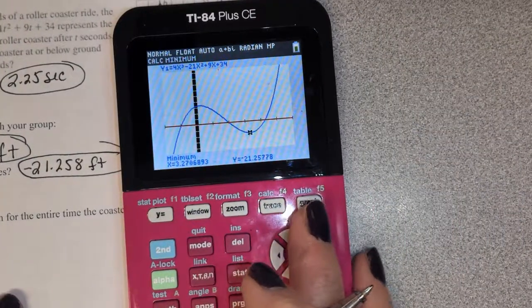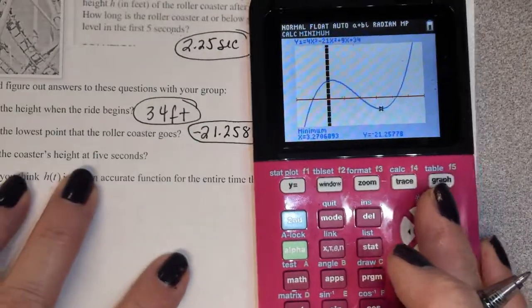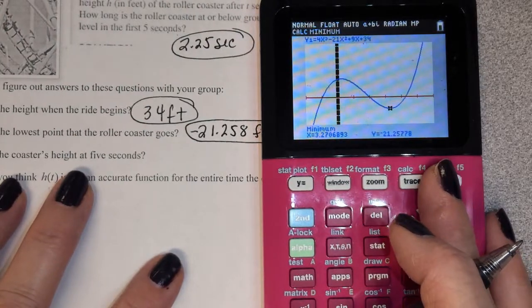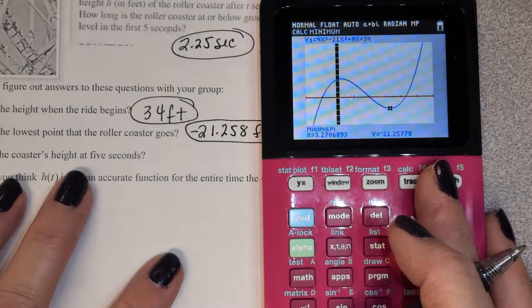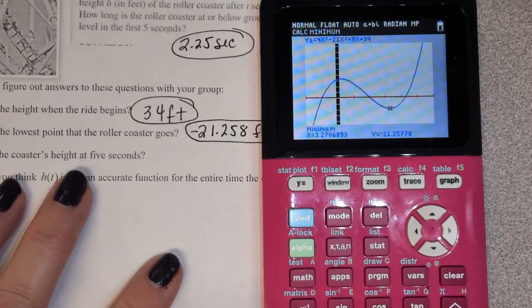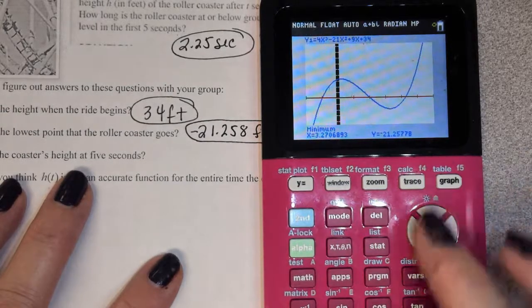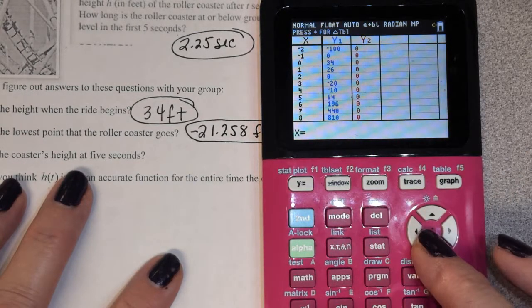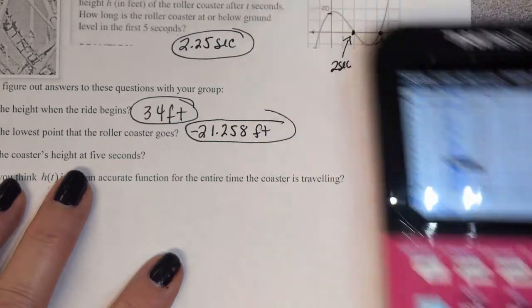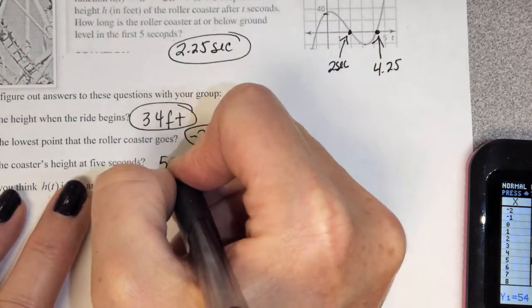What's the coaster's height at 5 seconds? Somebody tell me how I could find that. What could we do, Ethan? Could you go to the table and then find when x equals 5? Awesome. So we go here, look at the table. When x is 5, 54 feet.